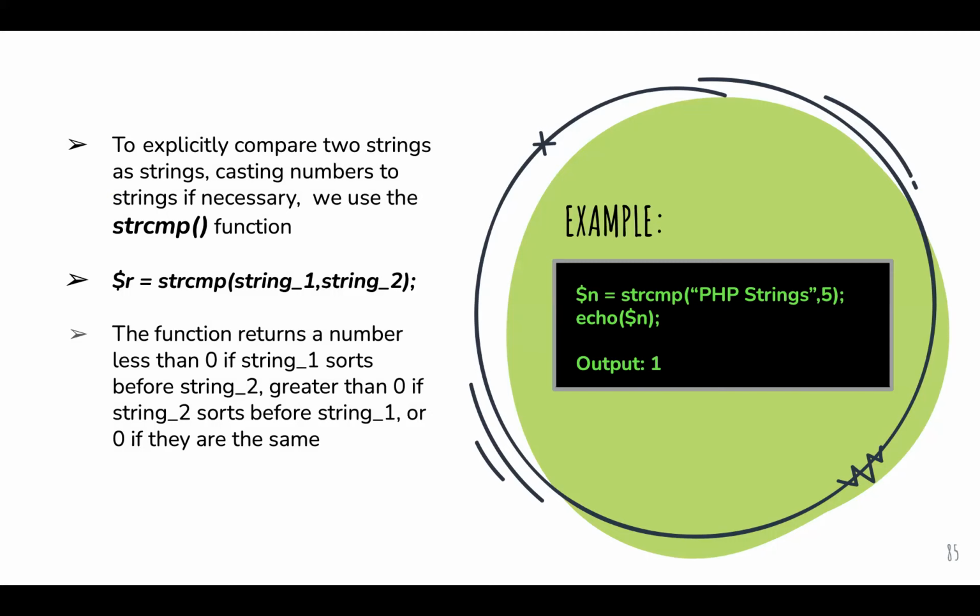The function returns a number less than 0 if string 1 sorts before string 2, greater than 0 if string 2 sorts before string 1, or 0 if they are the same.